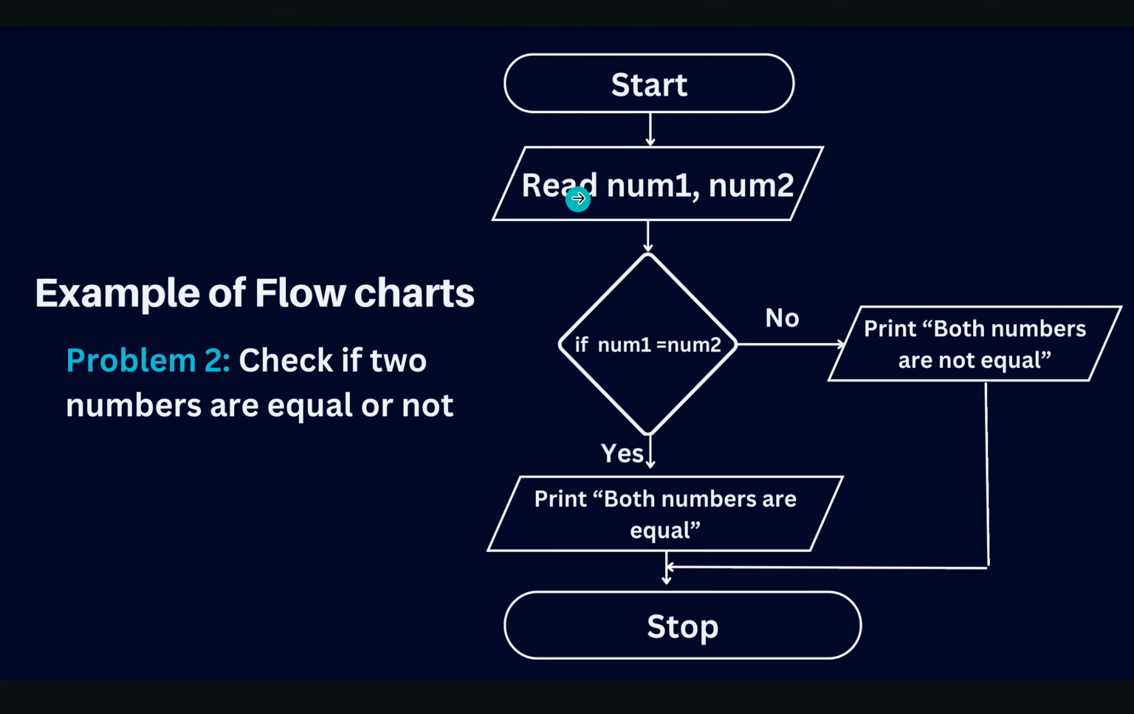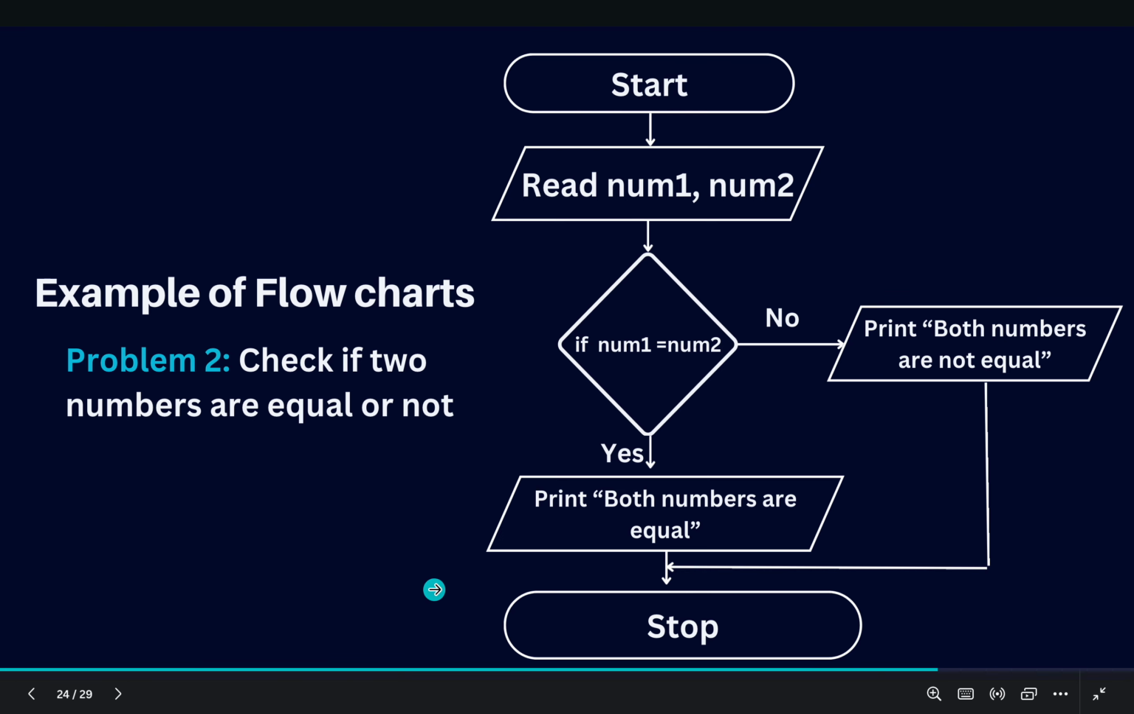So start, we read two numbers. Here, if number 1 equal to number 2, we are making some decision. Yes: print both numbers are equal. No: then print both numbers are not equal. And everything goes to the stop. Clear?